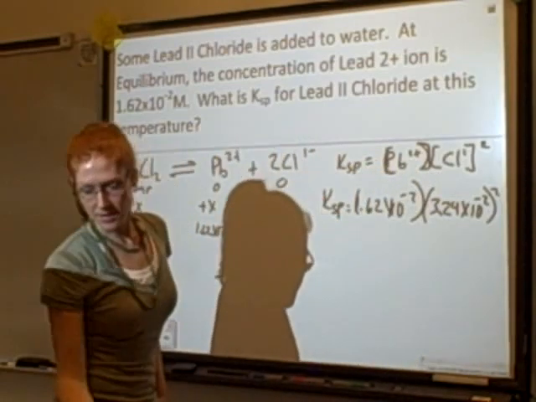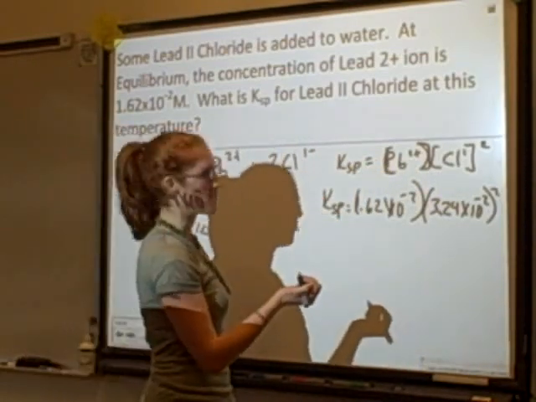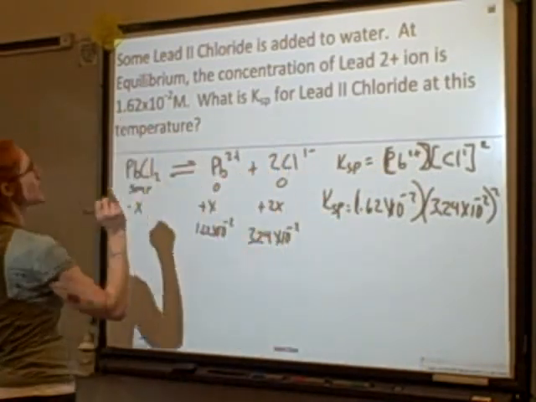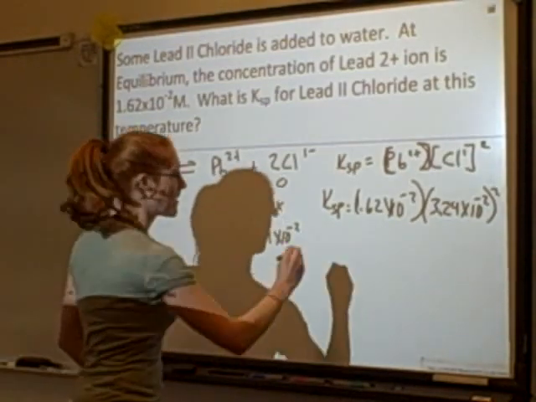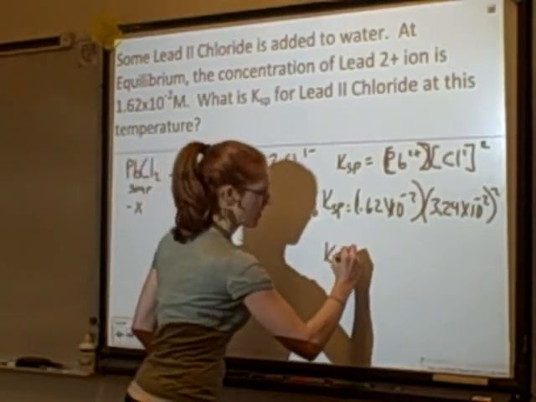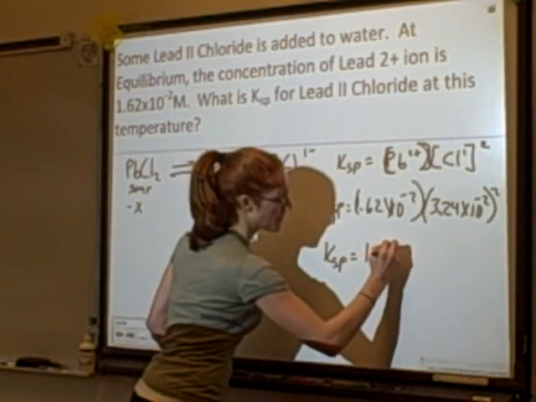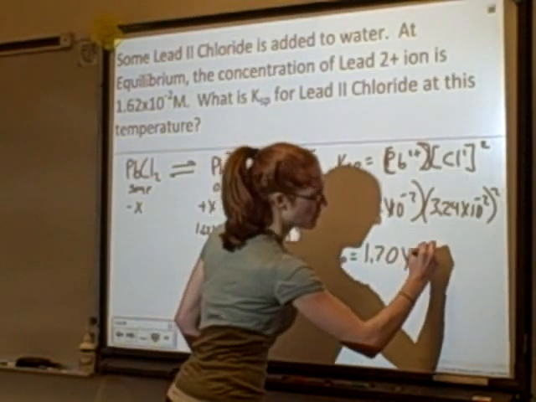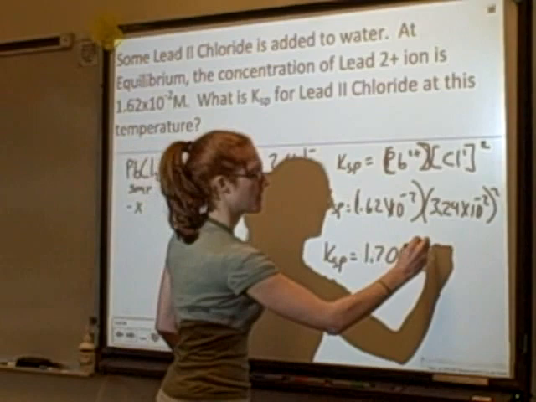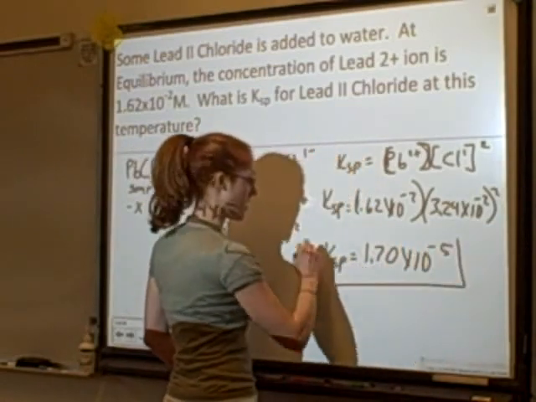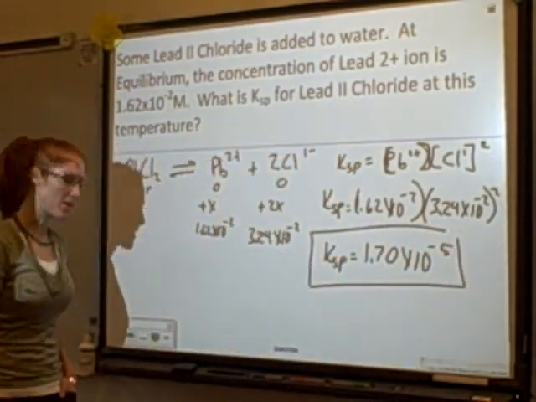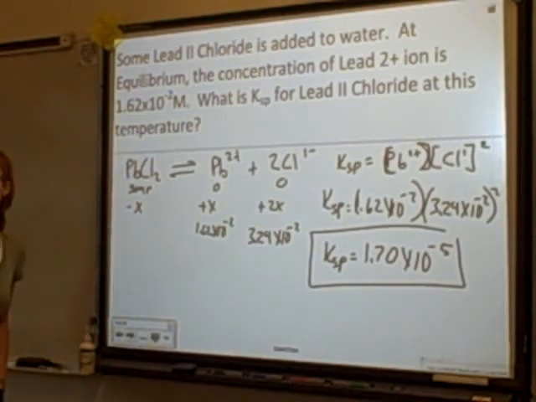And when I plug this in to calculate my K, I get 3 sig figs because my only number has 3 sig figs. So I find out I get Ksp equals 1.70 times 10 to the negative 5th. And we don't have to use units. AP doesn't require us to use units for the K expressions.